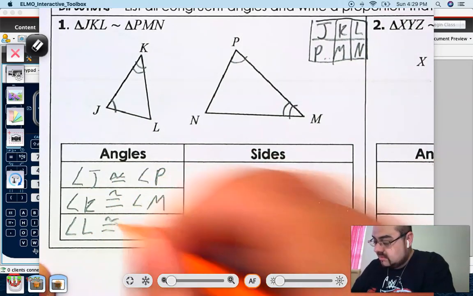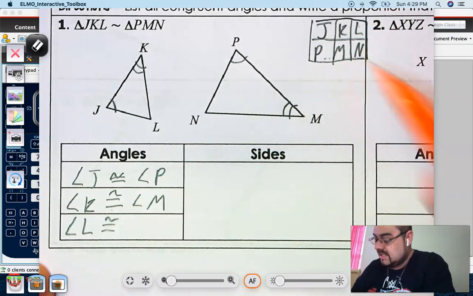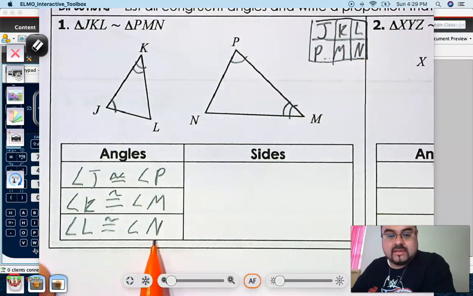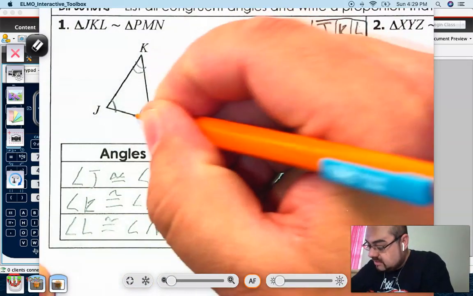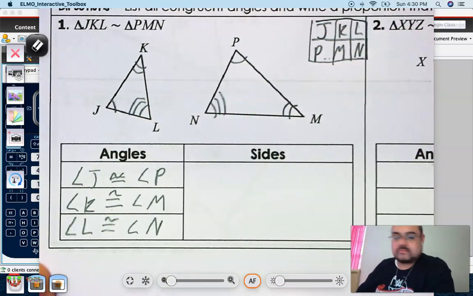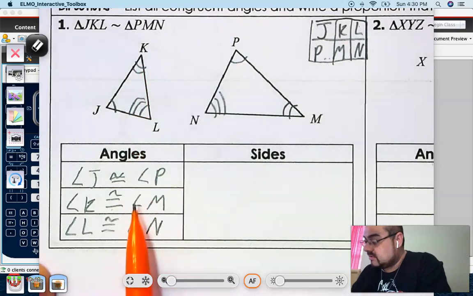And that's going to be congruent to angle N. N as in Nancy. Okay, angle N. So angle L, I'll put 3 marks there. And angle N, 3 marks there. Okay, so that's the list of all the congruent angles.